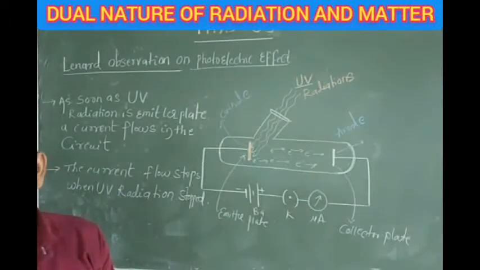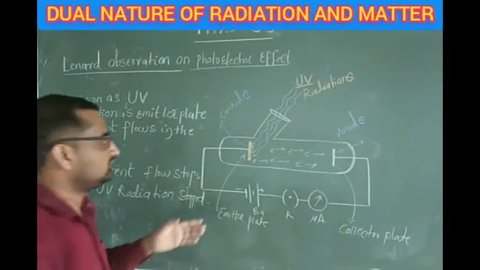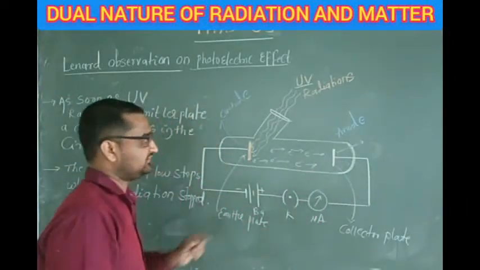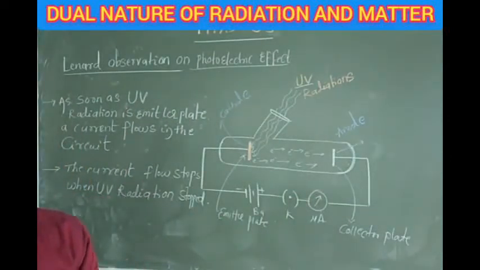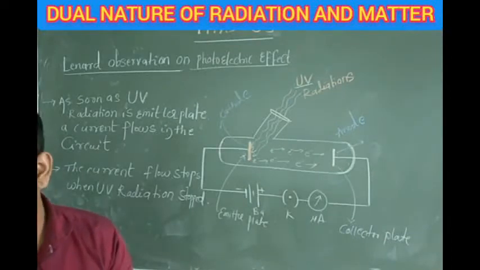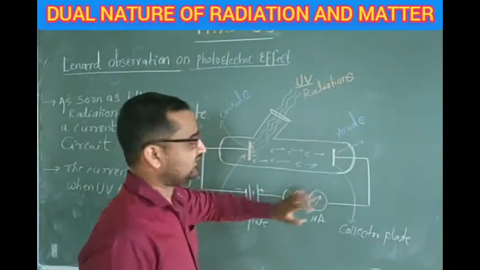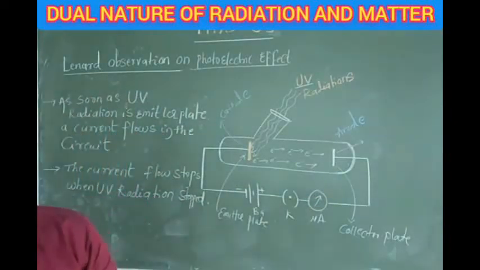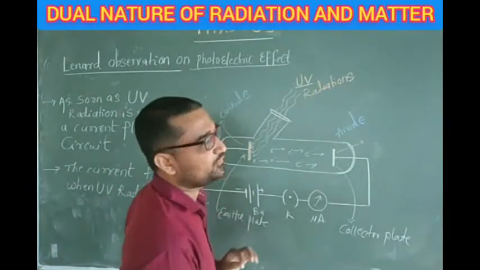that were allowed to fall on the emitter plate in an evacuated glass tube, which is enclosed with what? The two, cathode and anode. This is an emitter plate and this is what? The collector plate. And a current flows in the external circuit as soon as the radiation falls on the emitter plate, and when the radiation stops falling, the current also stops. So this is the observation made by Lenard on the photoelectric effect using UV radiations.